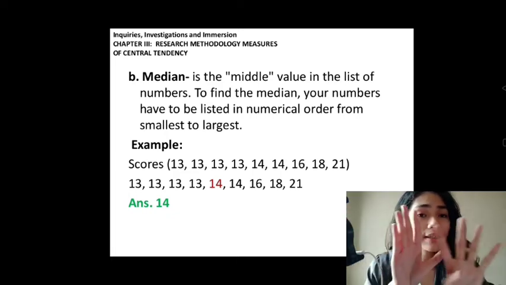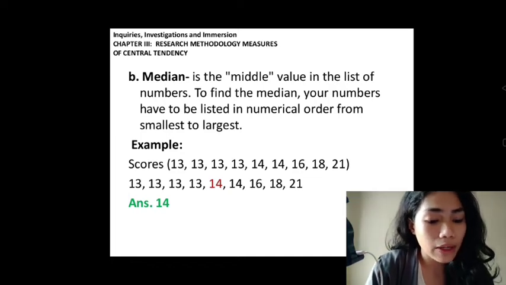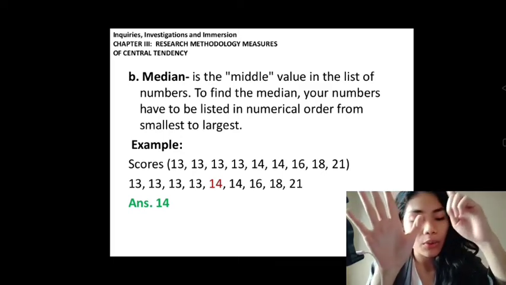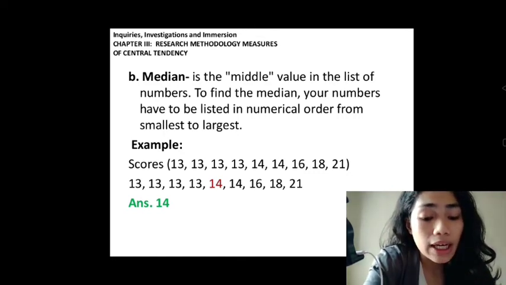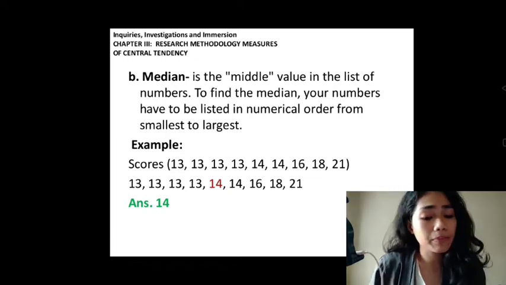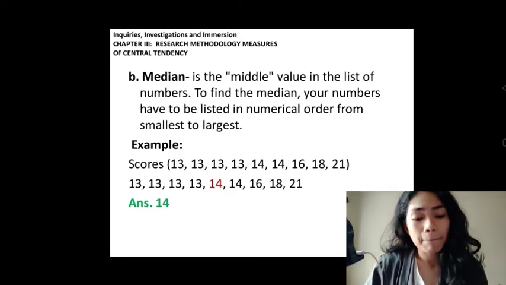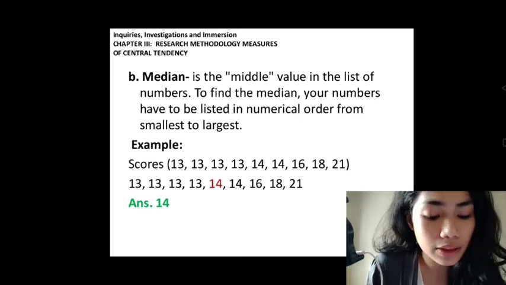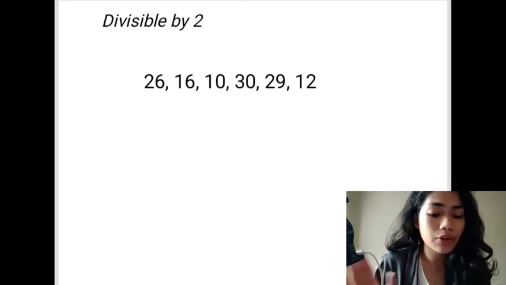Kung ganyan, madali na lang natin makikita yung middle value dahil meron na siyang specific center, which is the 1, 2, 3, 4, 5, the 14. So the answer will be simply 14. So, our median is 14. Dito, dahil meron siyang specific center, madali lang natin na makita or na identify yung middle value niya, which is 14.